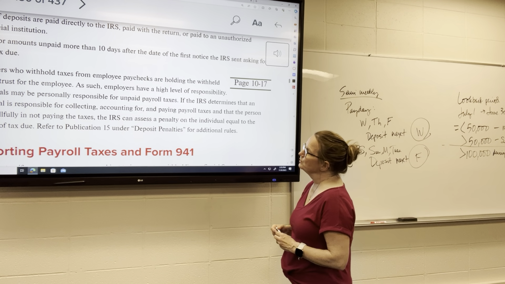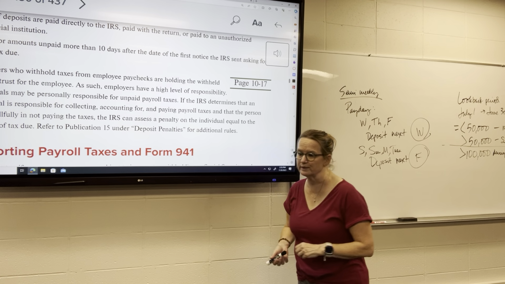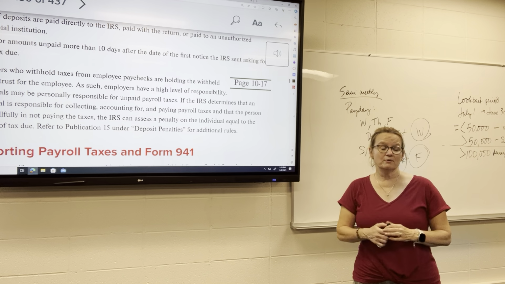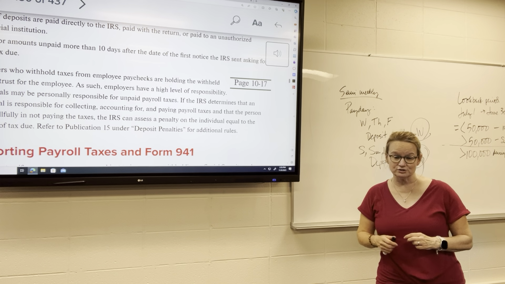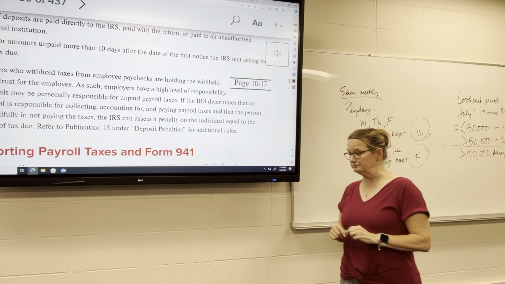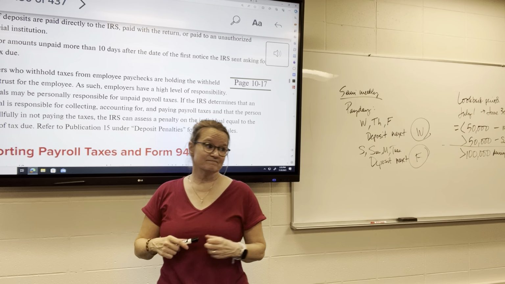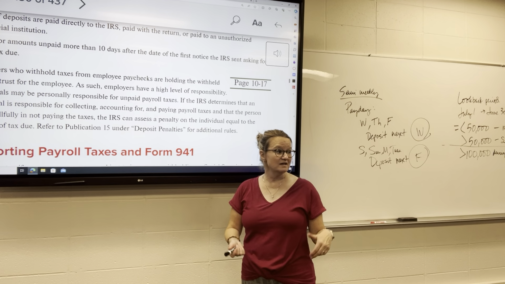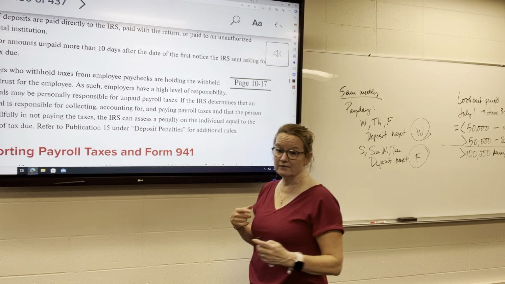Employers who withhold taxes from employee paychecks are holding the withheld taxes in trust. There are a lot of employers out there that make the mistake of borrowing from the taxes that they have withheld from employee paychecks, and they get themselves into a lot of trouble for doing that. If they don't make those payments, as you saw, there are lots of penalties. Sometimes they can't ultimately make those payments if they've borrowed those funds. They'll pull them for operations or for something else. They can get into a lot of trouble.